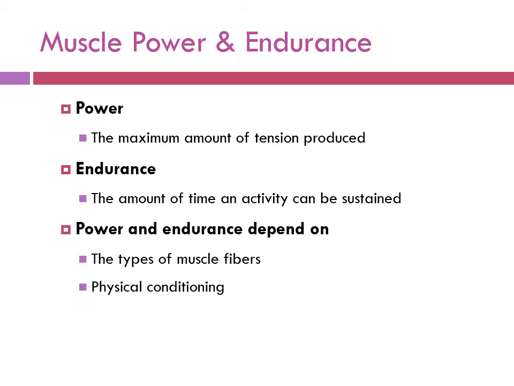Some vocabulary here. Power is the maximum amount of tension that can be produced in a muscle. Endurance is the amount of time that an activity can be sustained. So power, if you're looking for just pure power, would be like the 100-yard dash, right? You're full out as fast as you can, as powerful as you can. Endurance would be running a marathon, so you can maintain this activity for 26.2 miles.